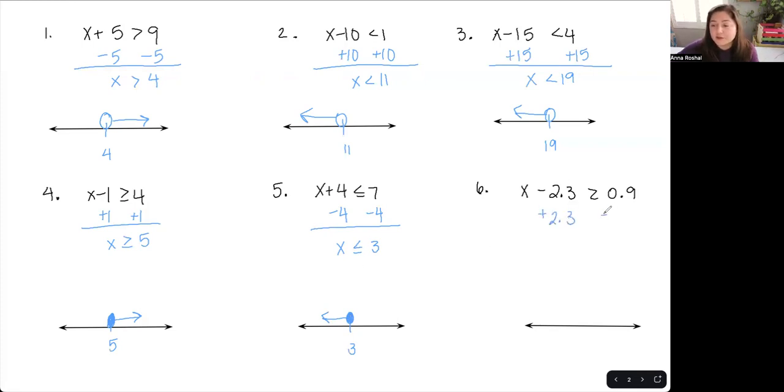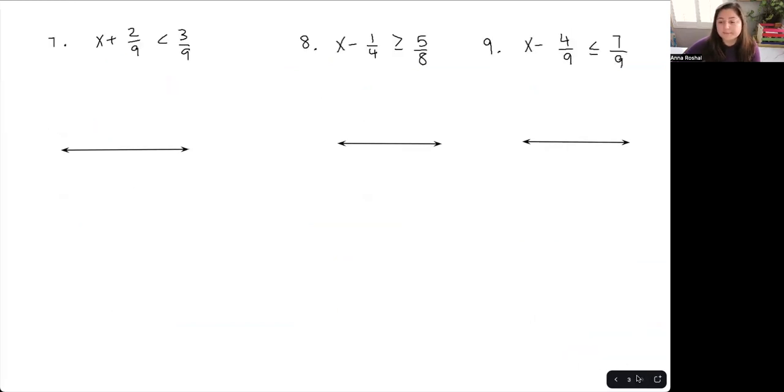Here I'm going to add 2.3 because I know that that's going to create my 0 pair. And then I'm going to be left with 3.2. So I'm just going to put 3.2 in and have a closed circle and make it go to the right, because realistically speaking, I could put in here's a 3, here's a 4 and figure out where 3.2 is, but I think you can just leave it as 3.2 on the number line.